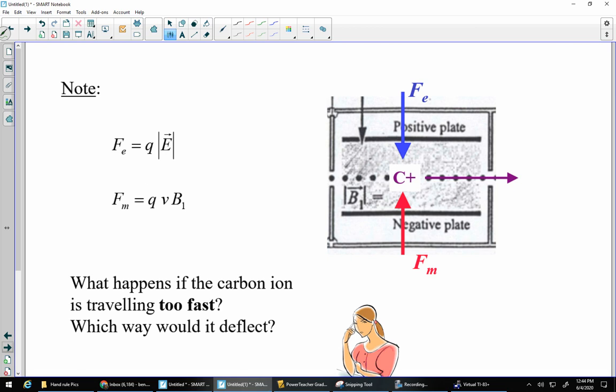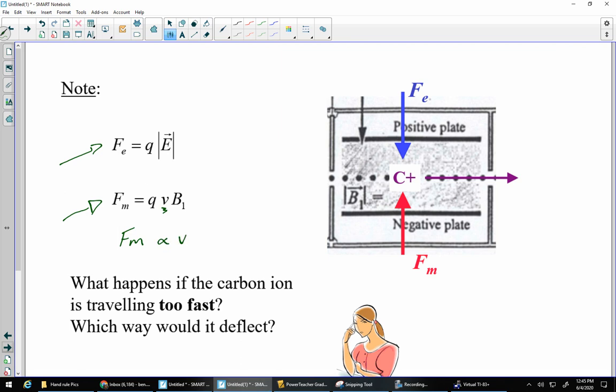So, things to note here with this one, like we say that this is a velocity selector. What happens if it's traveling too fast though? That's one thing to think about. So my electric field, is that affected by speed whatsoever? Not so much. What about my electric force, is that affected by speed? No. What about magnetic force? Yeah, it's got speed in it right there. What's the relationship between magnetic force and speed?